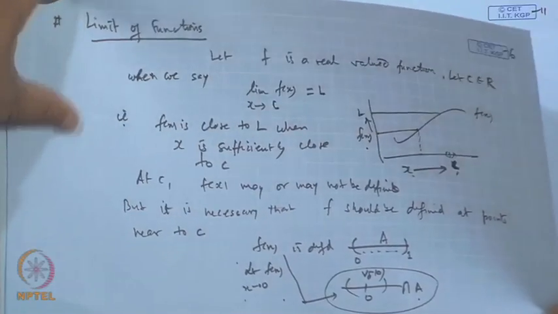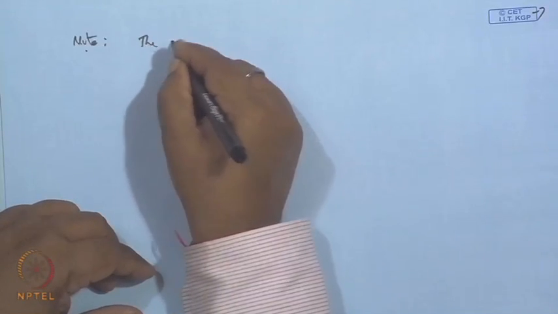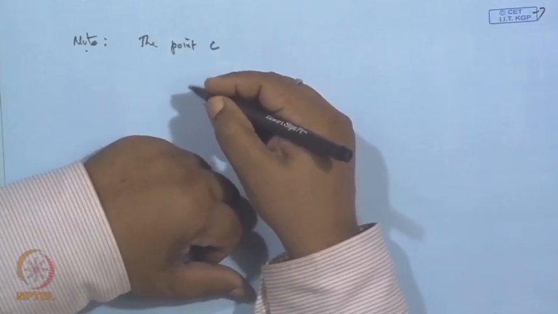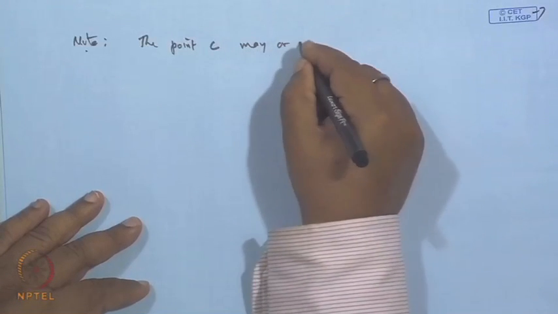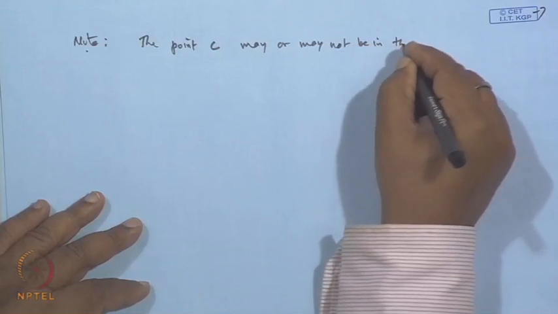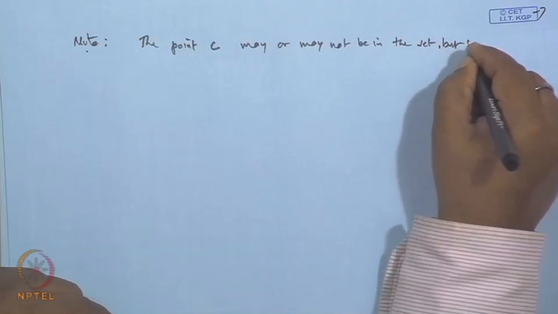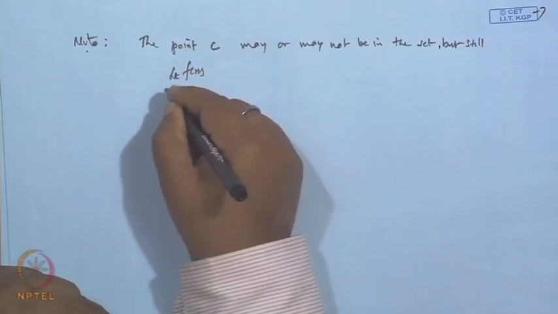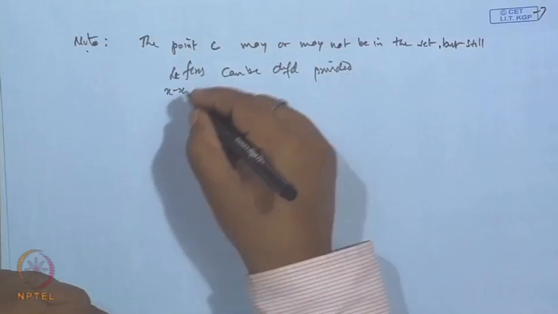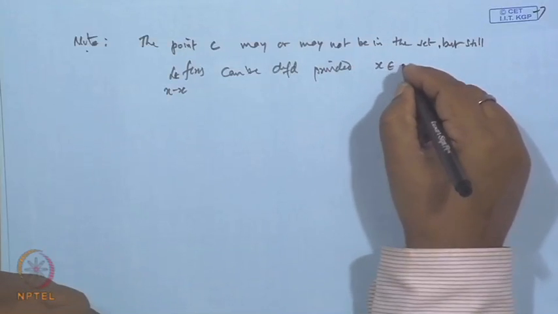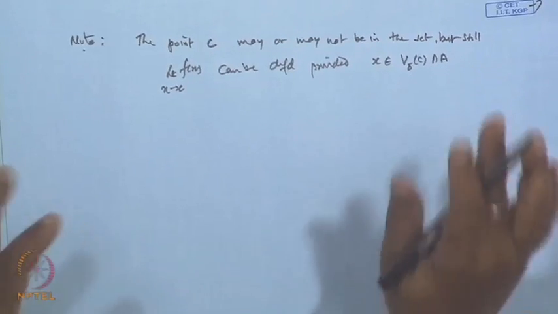So, we can note it like this: the point c may or may not be in the set, but still the limit of f(x) when x tends to c can be defined, provided x belongs to the neighborhood of c intersection A, where the function is defined.